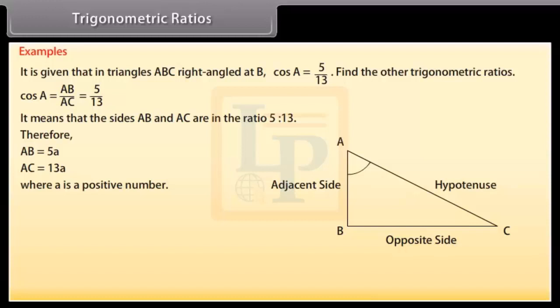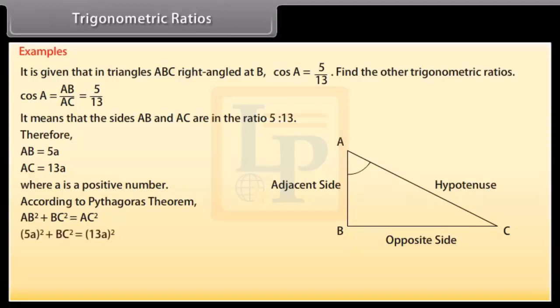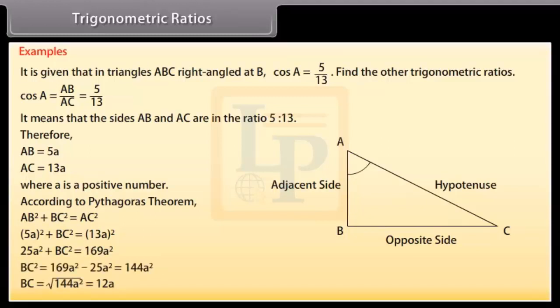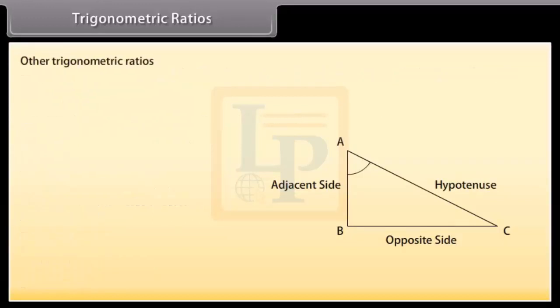According to Pythagoras' theorem, AB square plus BC square is equal to AC square. By substituting the values, we get 5a square plus BC square is equal to 13a square. Now by calculating it, we get BC as square root 144a square, which is 12a. Let us now find the values of the other trigonometric ratios.